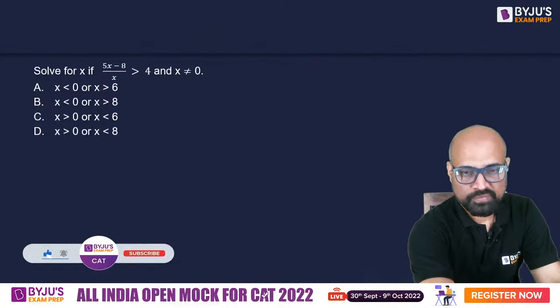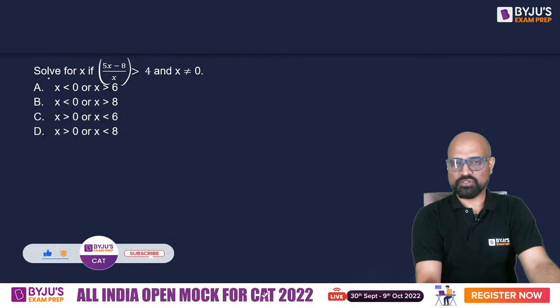So let's look at options A and B. It says x less than 0. So let's take any value of x less than 0. So let's take x is equal to -1. If I put x is equal to -1, our LHS is going to be -5 minus 8 upon -1, which is going to be greater than 4, right? So -1 works out. So x should be greater than -1. So we will remove these two.